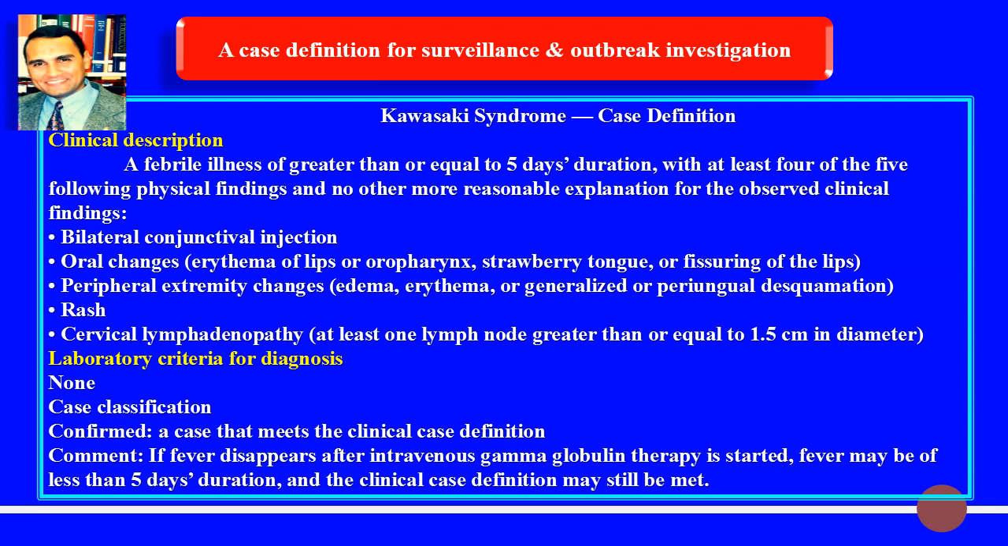Laboratory criteria for diagnosis: none. Case classification: confirmed, a case that meets the clinical case definition. Comments: if fever disappears after intravenous gamma globulin therapy is started, fever may be of less than 5 days duration, and the clinical case definition may still be met. So Kawasaki syndrome here is a physical, medical case, not occurring as an outbreak. So the case definition is as we described before.